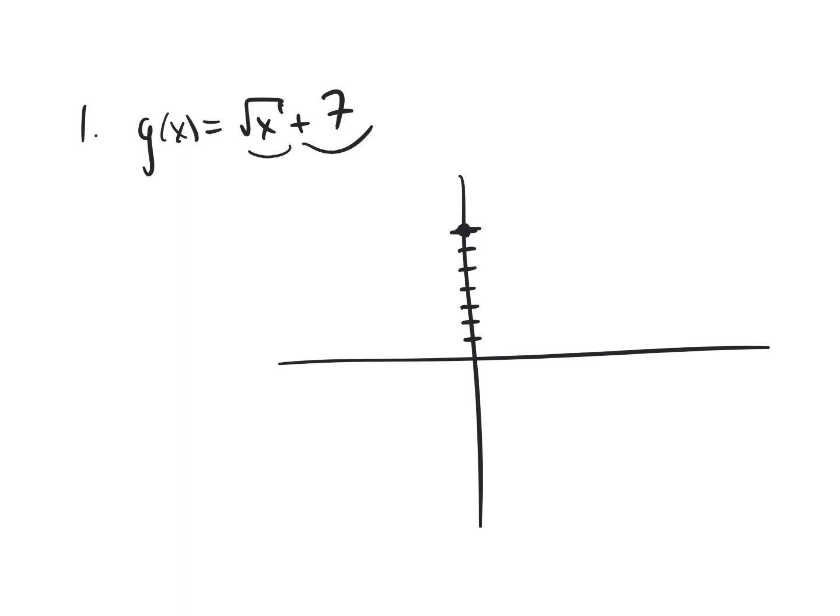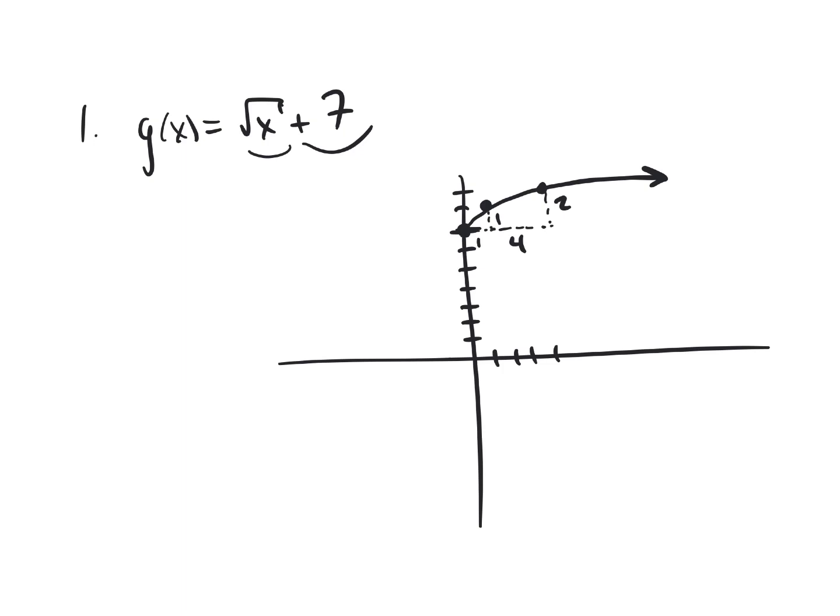Now, because it's a square root curve, what I need you to remember is that we're going to go with a square root curve, 1 to the right and 1 up for a second point. And then 4 to the right and 2 up for a third point. And then through those 3 points, I want you to give me a decent square root curve.